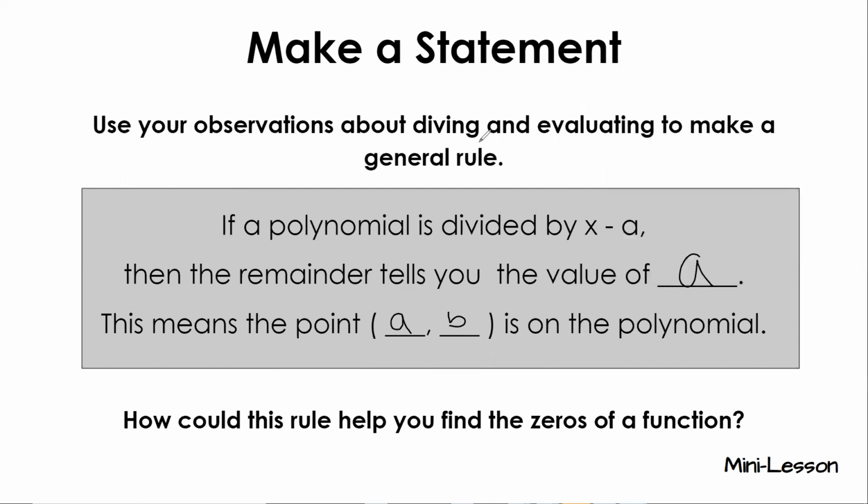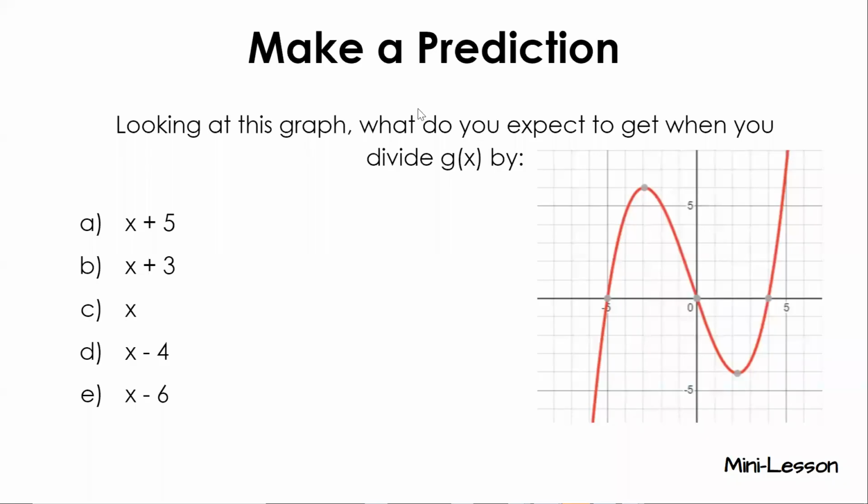So looking at this graph, what do you expect to get when you divide g of x by these various things? Let me show you the first one and then it gets easier after that. If I have this, I'm going to switch the sign to -5. What's y when x is -5? 0. So the remainder would be 0. You're doing that for each one of these. The remainder is 0.